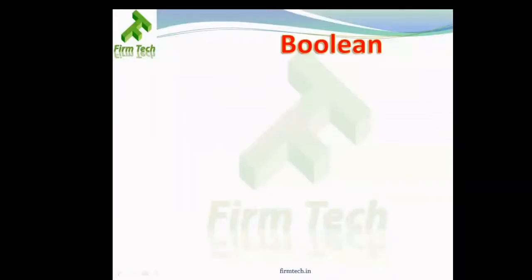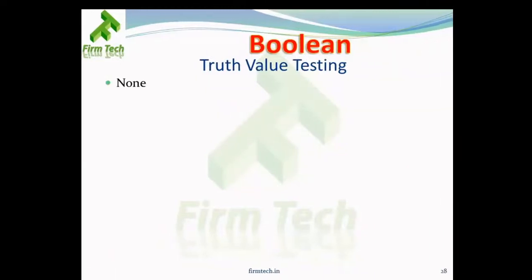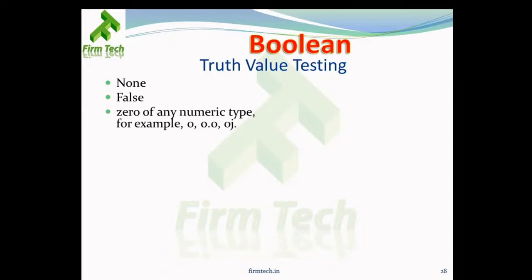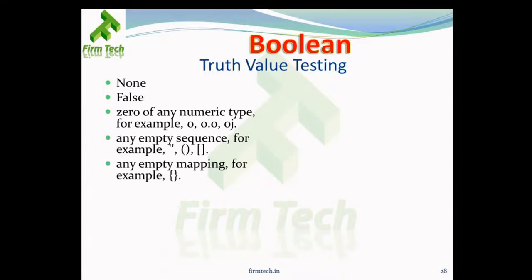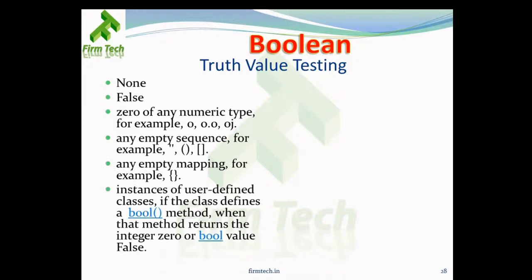Boolean. Boolean is used for truth value testing. If a variable is assigned with none or false or 0, 0.0 or 0j, or with an empty string or empty tuple or an empty list or an empty dictionary, then the boolean will return false.